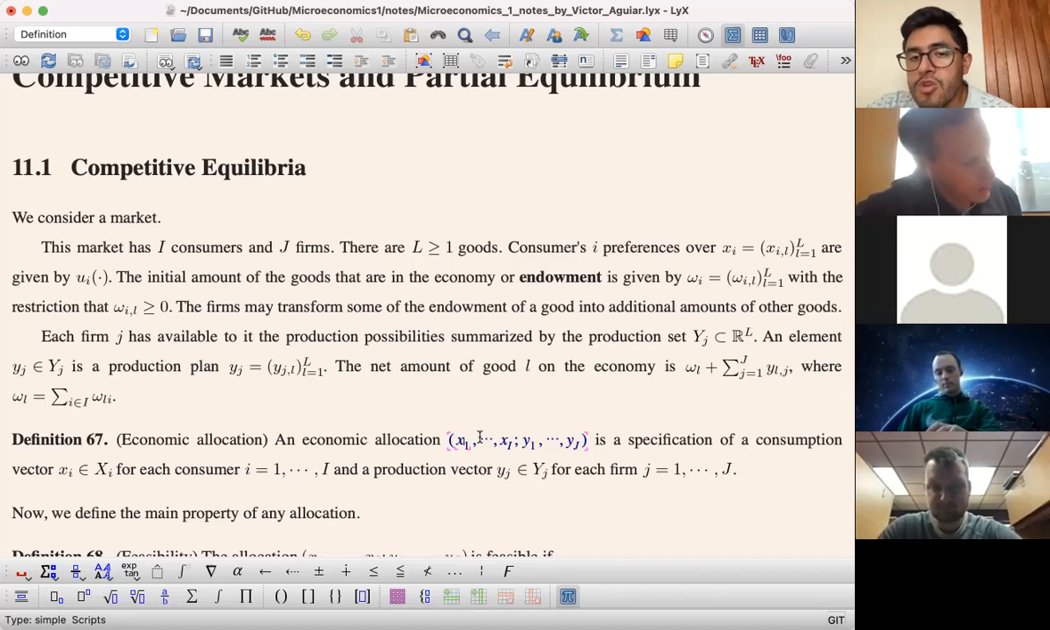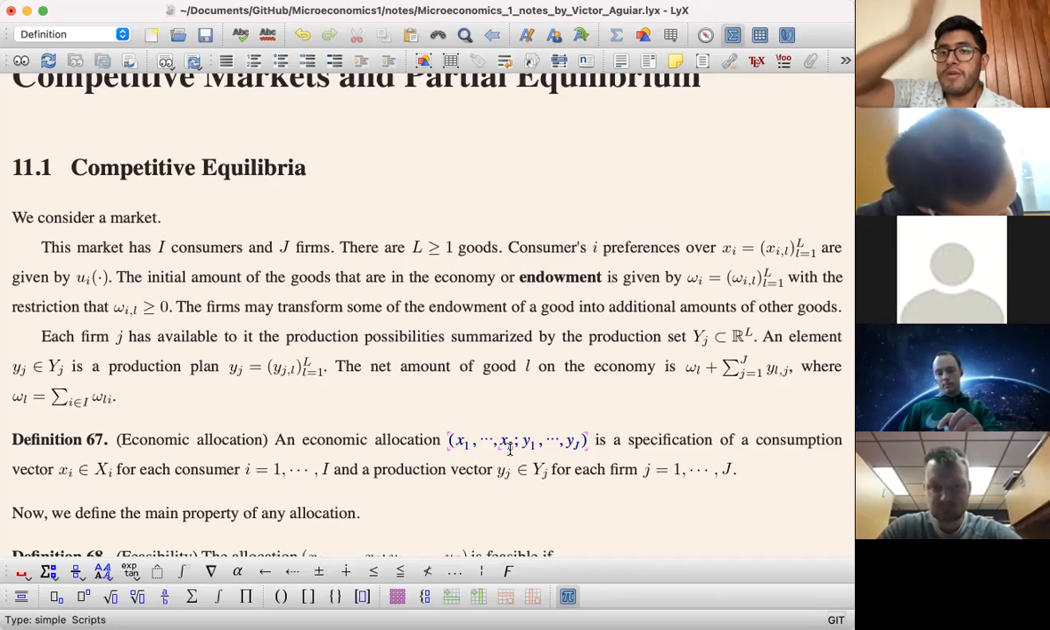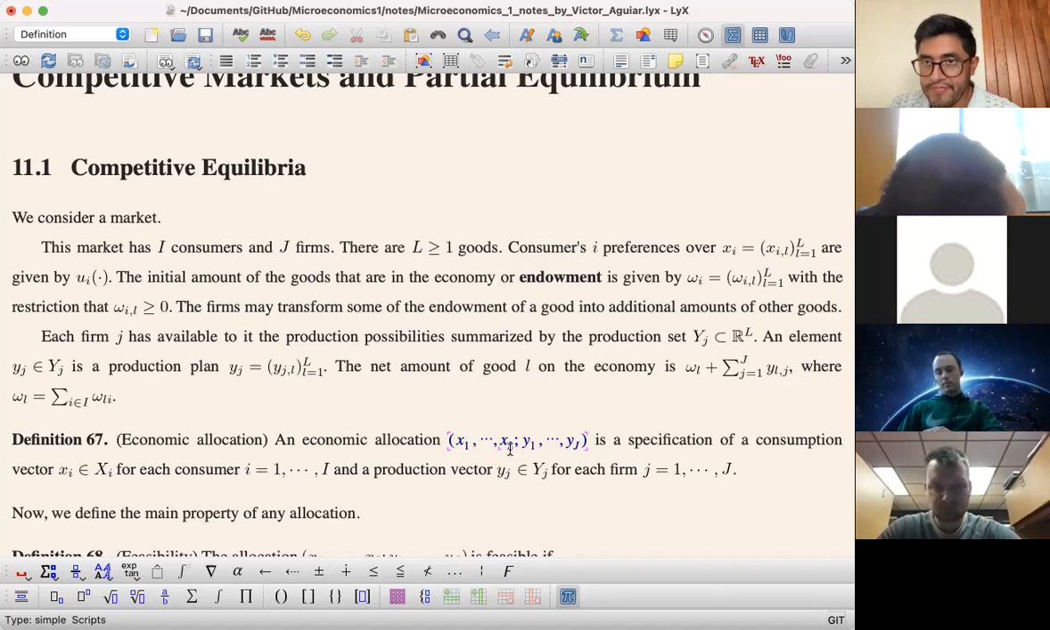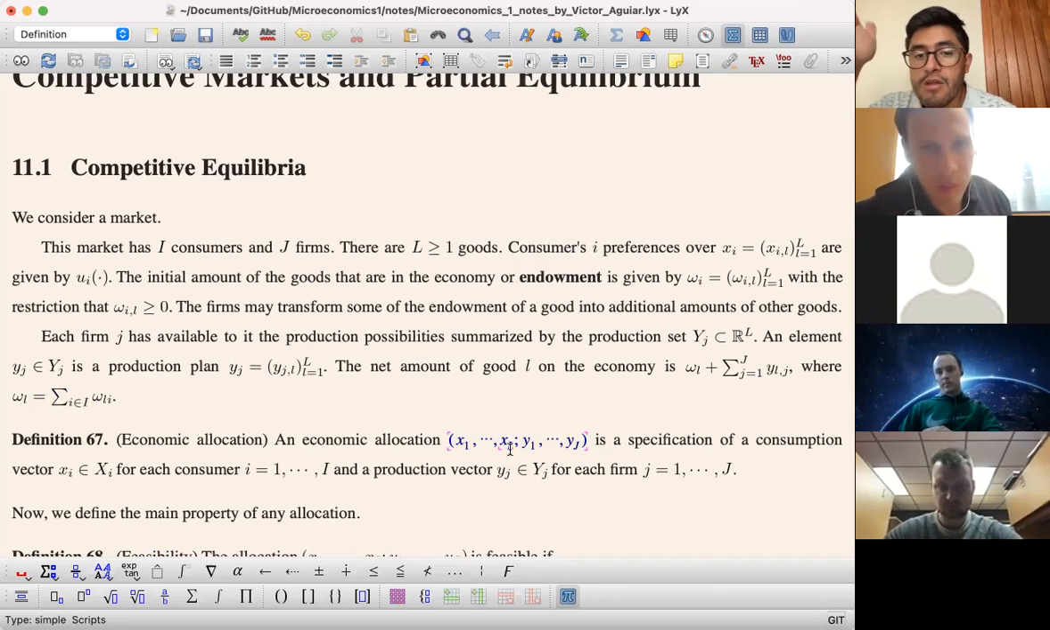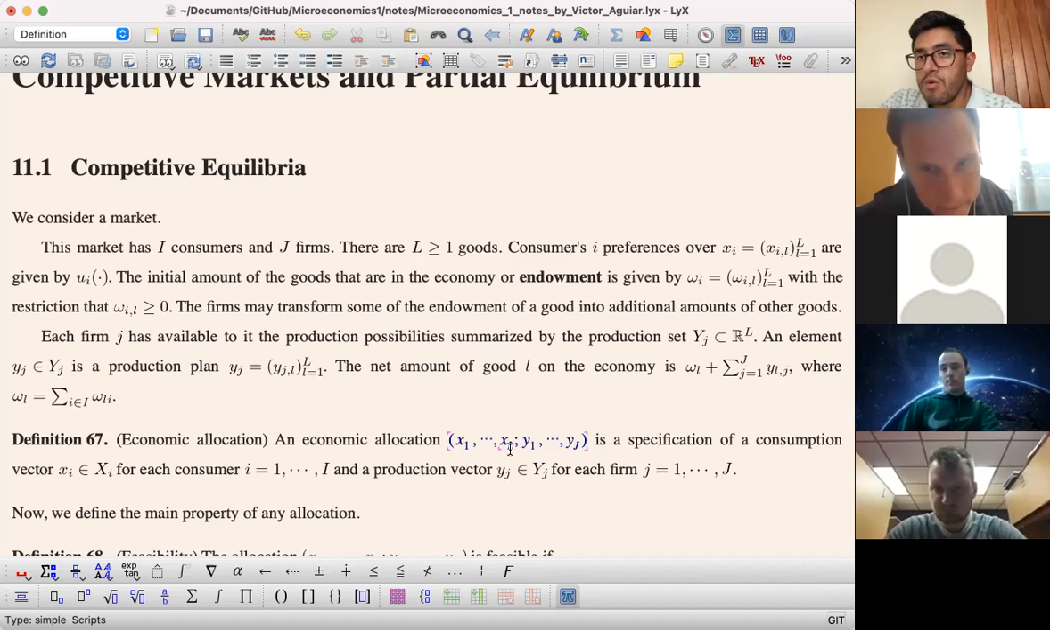This is consumer 2, ... consumer capital I. So if you have, for instance, 10 consumers, this would be 10 column vectors stacked together, each of them of size L, okay? And then next to it, we stack the production plans, production plans from Y1 to Y capital J, okay? So that's essentially it. What is the size of this thing?